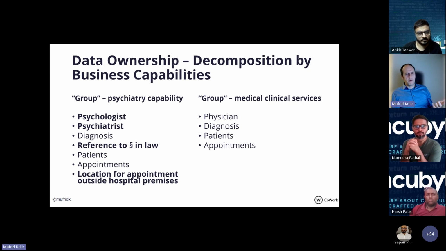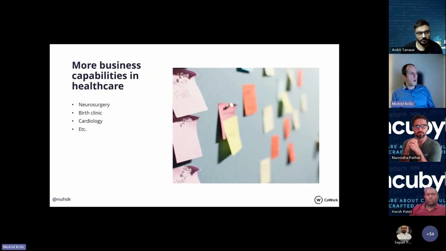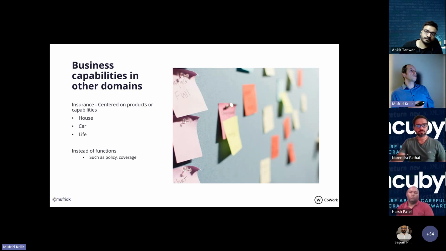And there are many business capabilities to find. The department list is a great place to find them. So you have neurosurgery, birth clinic, cardiology. If you want, you can go even further. And you find business capabilities everywhere. You find them in other domains, for instance, in insurance. So what is insurance about? It's about selling products like house insurance, car insurance, life insurance, not about selling policies and coverage. Those are mere functions of the business capability.